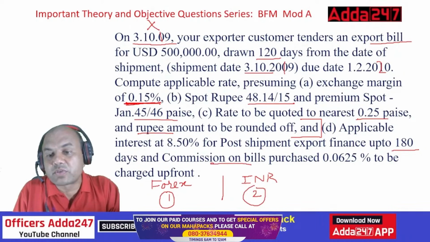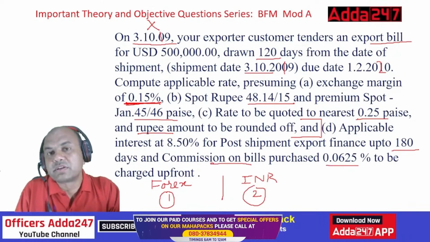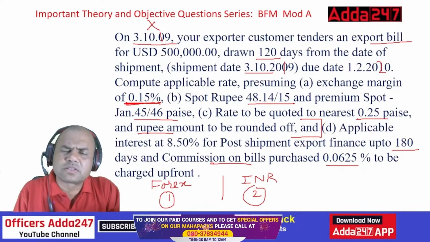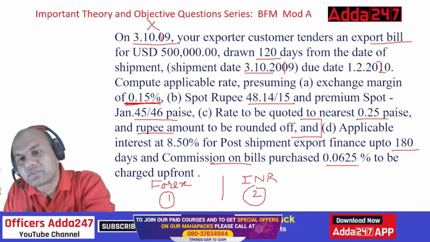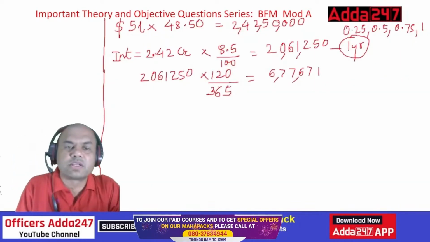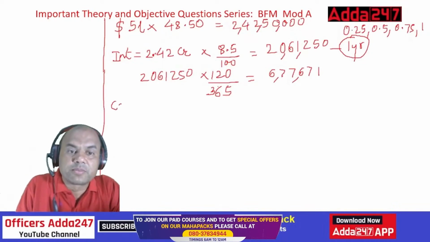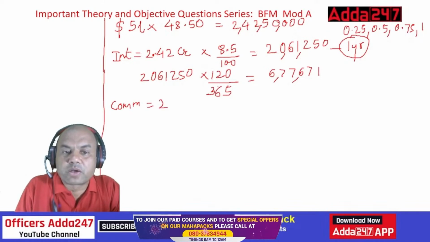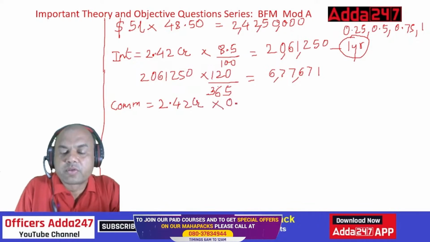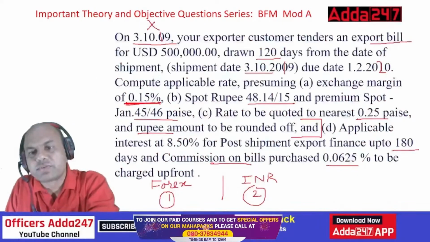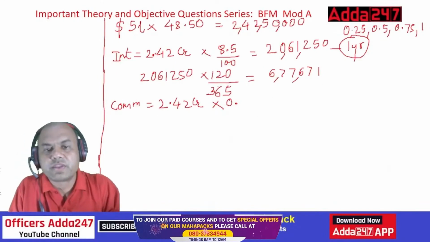Commission is given as what? 0.0625%. So this is to be charged upfront. This is nothing per annum, 120 days, nothing. It is flat. So commission will be 0.0625%. So let's write a commission also. Commission equals this same amount again, 2.42 crores into 0.625.